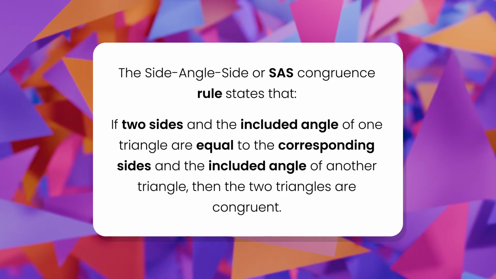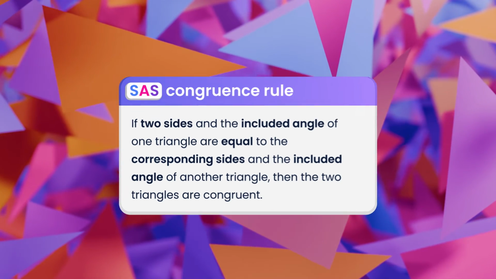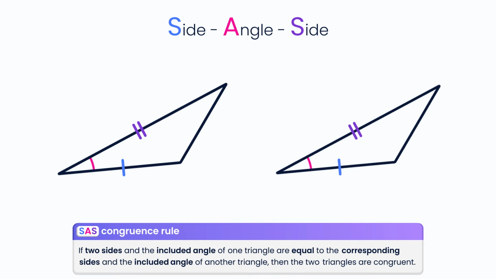Let's place the SAS congruence rule in one of our rule boxes and save it for later. The side-angle side, or SAS case, looks like this. You can use any angle with its connected sides for the SAS rule to work. The important part is that the sides must be connected to the same angle. To ensure congruency, the corresponding angles and their included sides must be equal.